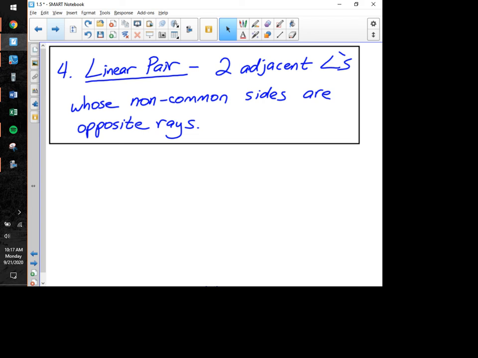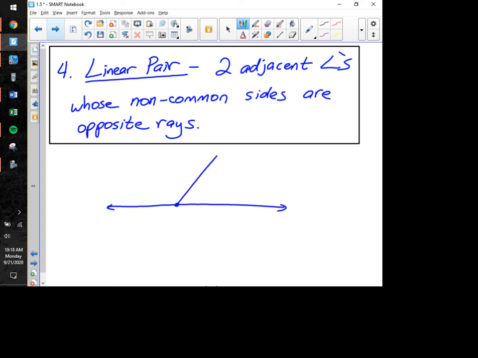So first of all, we're drawing two angles. That's what the word pair means. They have to be adjacent, so they have to have a common vertex, they have to share one ray, and they can't overlap at all. But the non-common sides, the ones that don't overlap, need to be opposite rays. So the simplest way to draw a linear pair is, through that one point, let's draw one straight line, everybody, that looks like this.